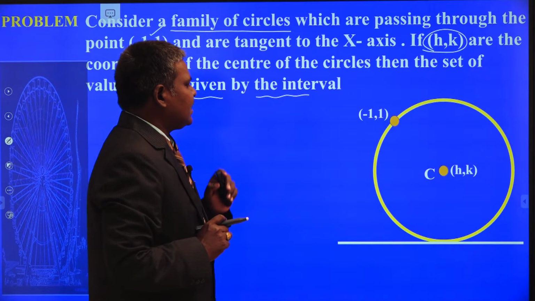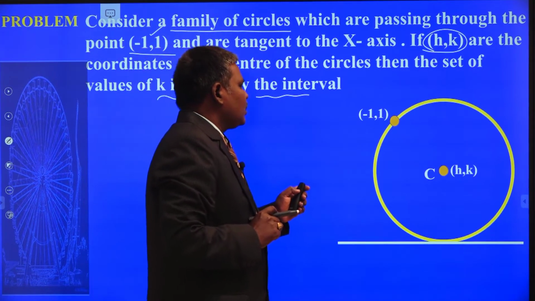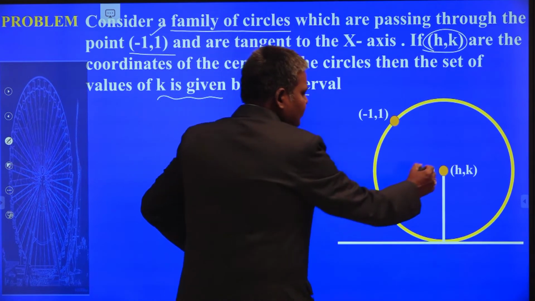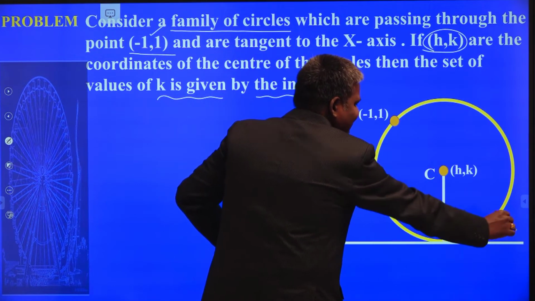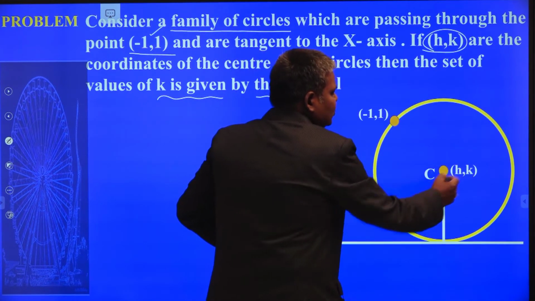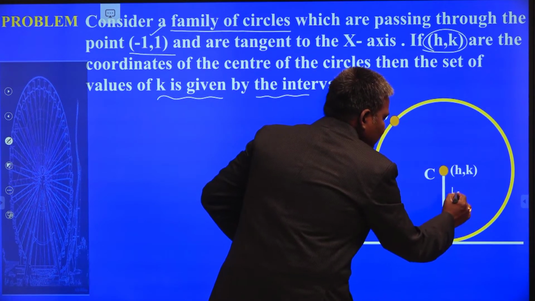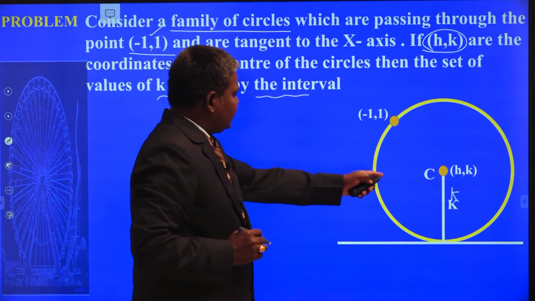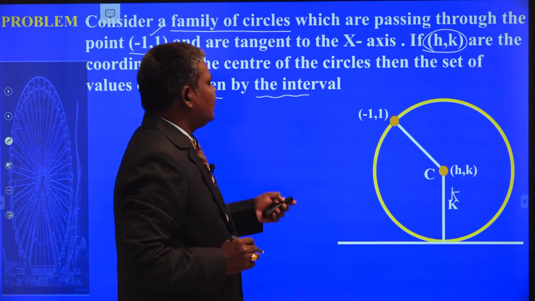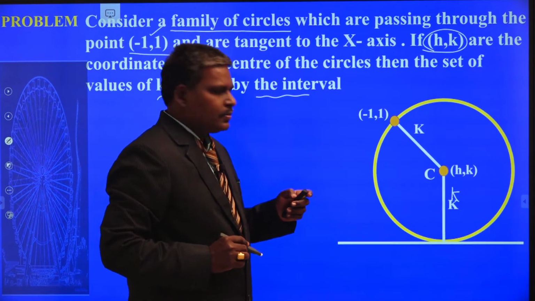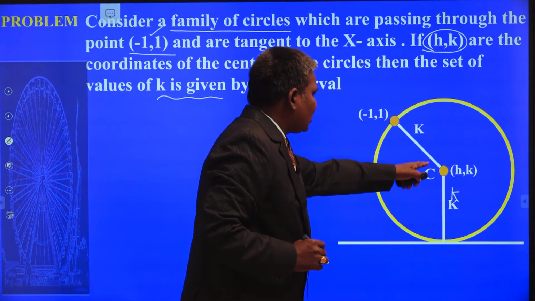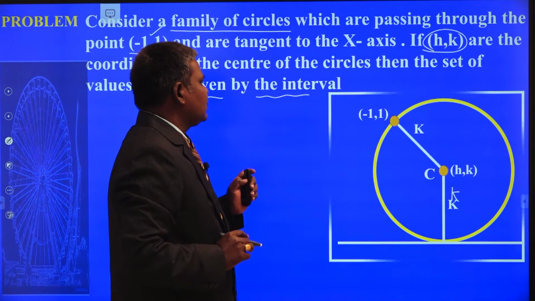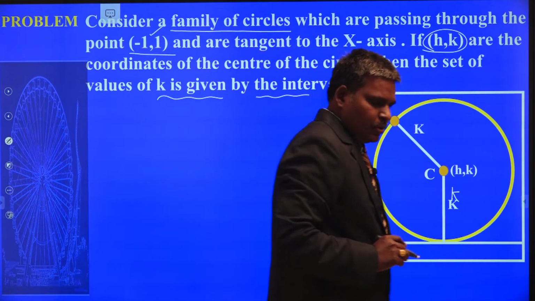Okay. This is the center h comma k. Now the distance from here to here is what? The distance from x1 y1 to the x-axis is what? y1. Here x1 y1 is h comma k. So the distance from here to here is k units. Similarly, the distance from here to here is also what? k units. Because this is radius, automatically this is also radius. Both are the same, k units. This is the information.